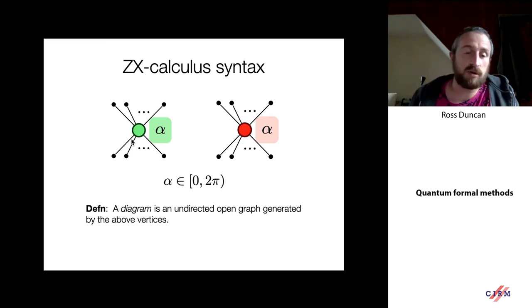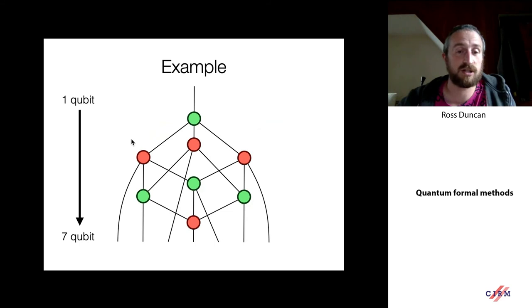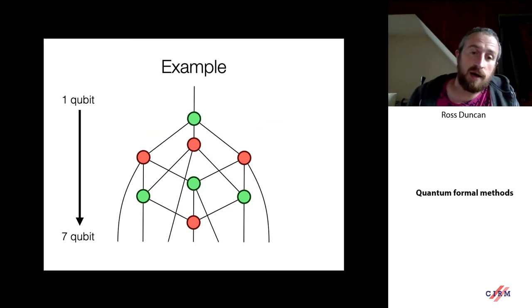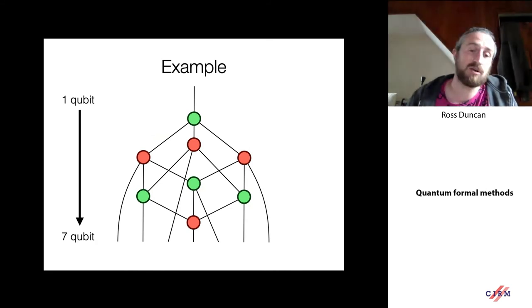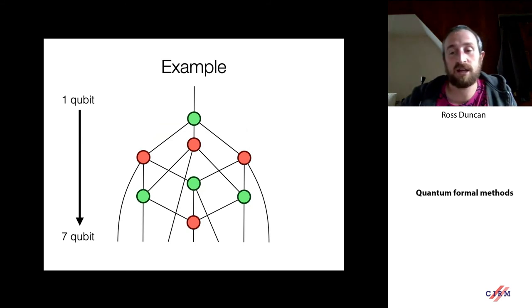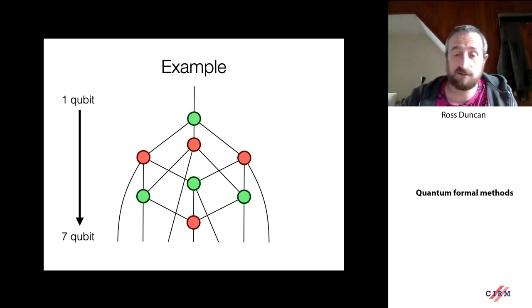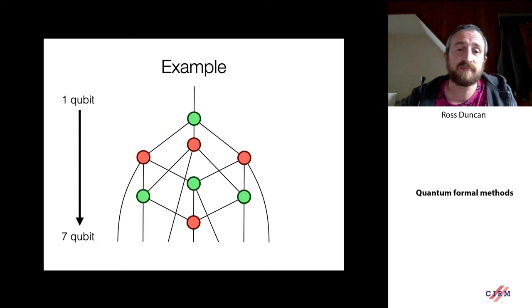So we're going to understand these things as being linear maps over qubits. So here's a picture of a ZX term, which is a legit term. You can see I've got one open edge at the top, and seven at the bottom. And if I interpret this as a process, it's actually got one qubit coming in and seven qubits coming out. This, in fact, is the ZX presentation of a certain encoder for, I think, a CSS code, if memory serves correctly. Yes, it is.